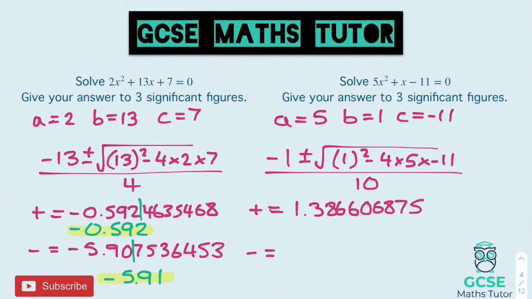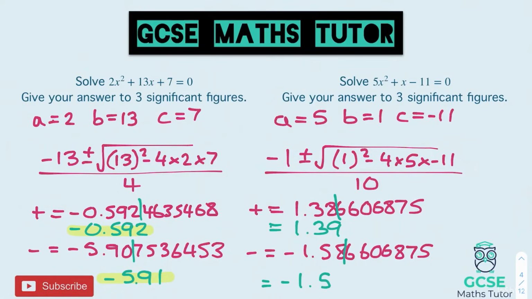And let's do our negative one. So for our negative here, let's go back in and change that plus for a minus. And we get a value here of negative 1.5866068875. Okay, and let's round both of these. So 138, the 6 is going to round that up. So that's going to be 1.39. And for the second one here, 158, and again that 6 is going to round that up. So that's going to be negative 1.59. And there we go, there's our two solutions, and there's our two questions completed.